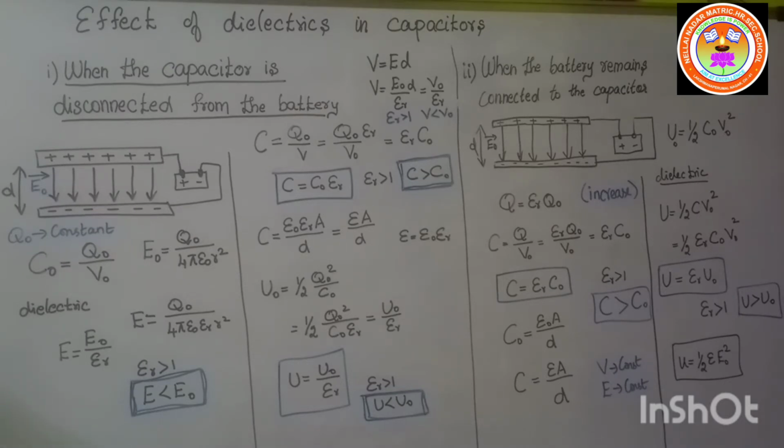Dielectrics like mica, glass or paper, which we are introducing between the plates. When you introduce them between the plates, the capacitance value will change. That is what we are going to calculate now.